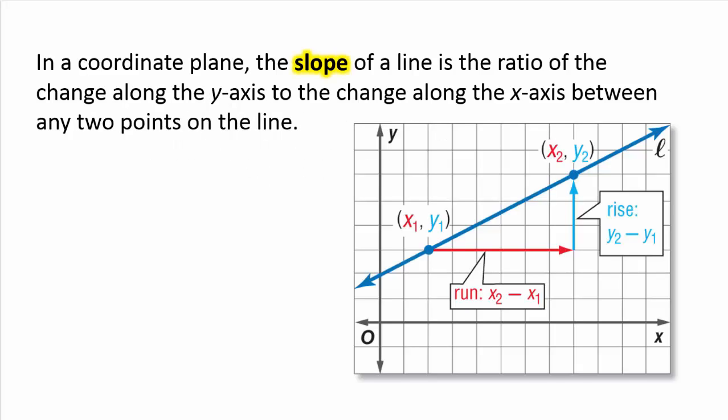So in a coordinate plane, the slope of a line is the ratio of the change along the y-axis to the change along the x-axis between any 2 points on the line. Again, you guys have seen this before. It's the change of rise over run. And when we write the formula for slope, I'm going to write it over here. It's just m equals y2 minus y1 over x2 minus x1. We've got our x coordinate, our first coordinate here, our second coordinate there. When we plug it into the formula, we find our slope.